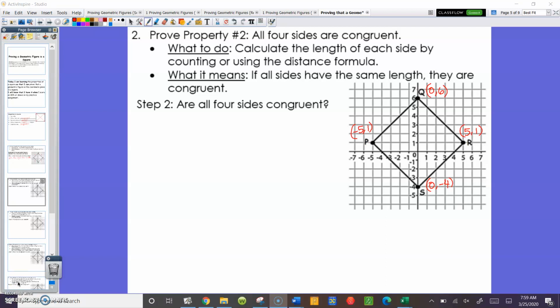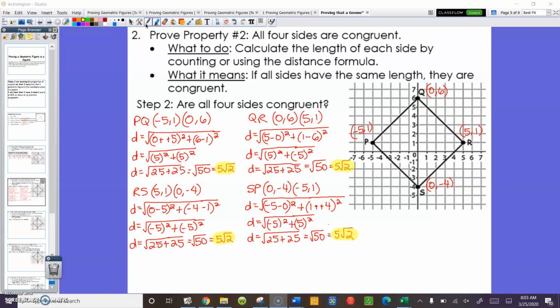All right, now we have our ordered pairs. So now we're going to go ahead and do the distance formula 4 times in order to find the length of all 4 sides. So you guys already know how to use the distance formula. So go ahead and pause the video and find the length of each side and then press play when you're ready to see the answers you should have gotten.